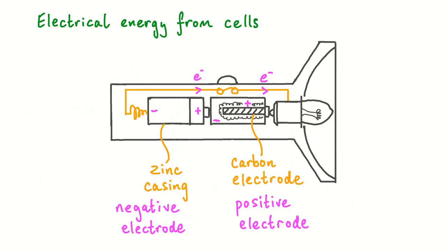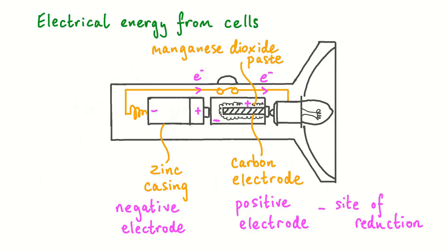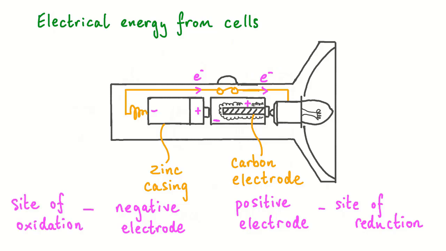Electrons are transferred from the negative electrode to a carbon electrode, which is the positive electrode in this cell. In a galvanic cell, the positive electrode is the site of reduction. It's also known as the cathode sometimes. The carbon cathode collects electrons and it is surrounded by a paste containing manganese dioxide. Manganese dioxide accepts the electrons in a reduction reaction. So overall in these cells, electrons flow from the zinc anode to the carbon cathode.